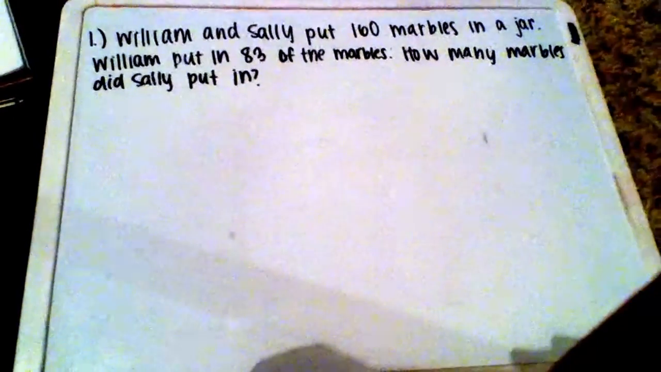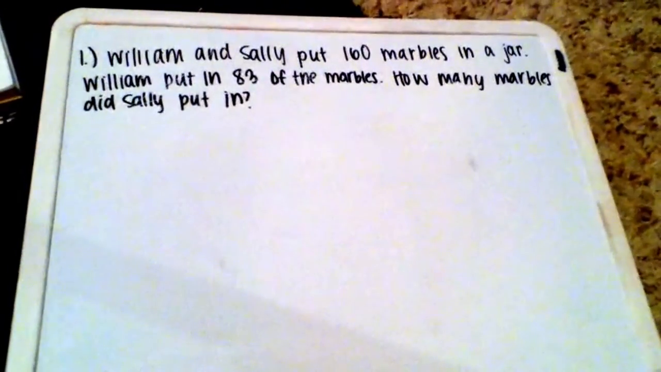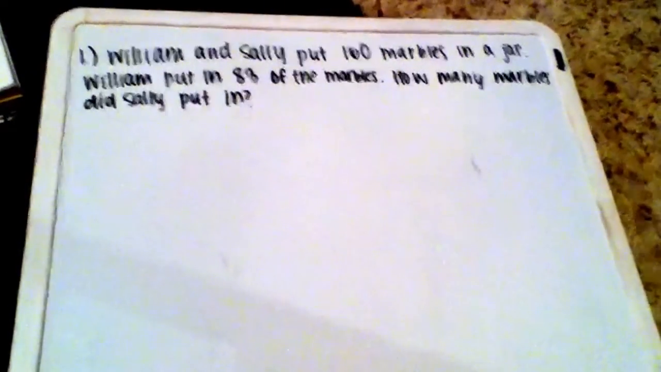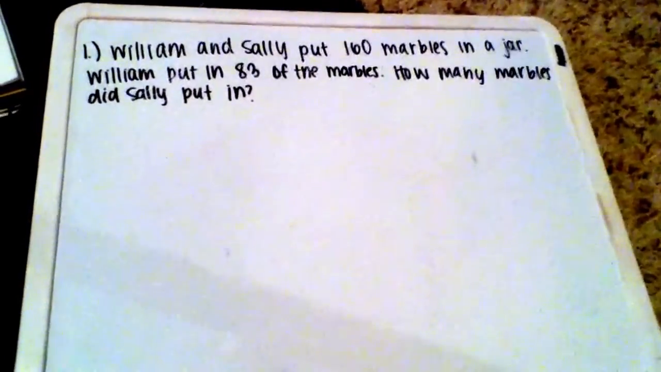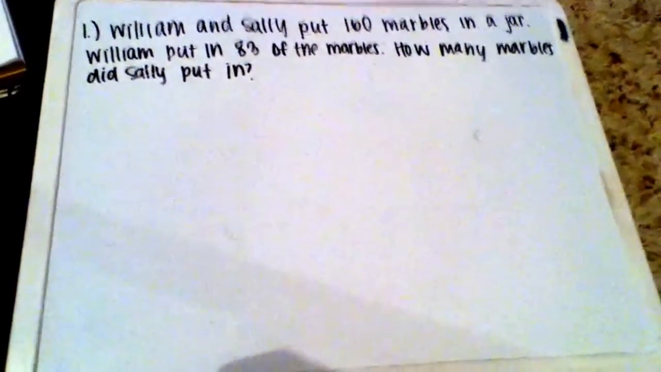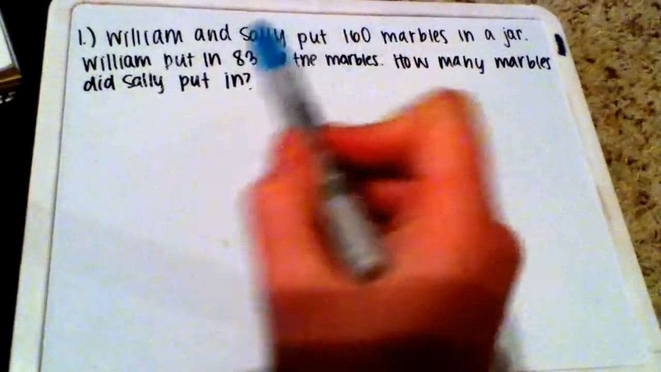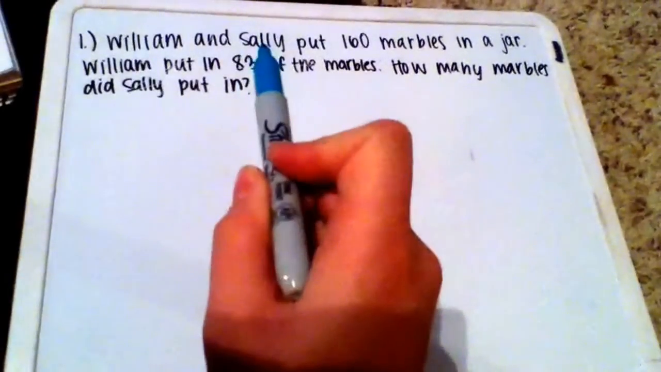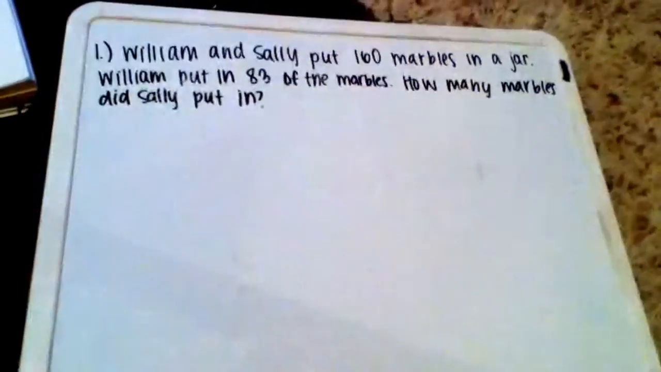Now we're going to be moving on to our first problem. The problem states that William and Sally put 160 marbles in a jar. William put 83 of the marbles in the jar. How many marbles did Sally put in? So for this, we know the total and we know part of it, but we need to know the difference of what Sally put in, because we know William put in the 83.